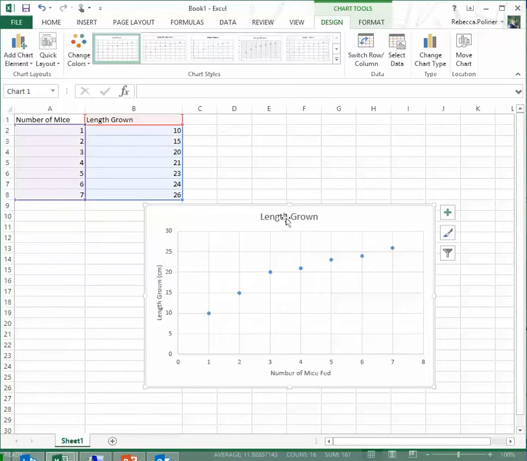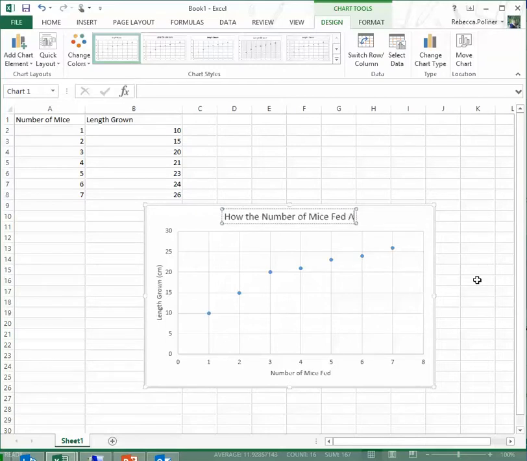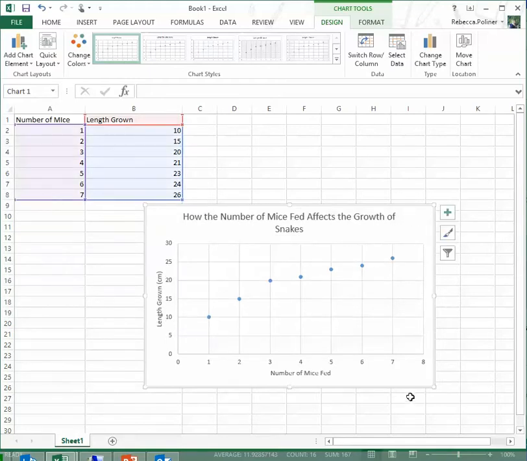All right. Now I'm not quite done because I still need to deal with my title. So I've got a title right here. The whole point, guys, a lot of the time what people want is for you to write the independent versus the dependent variable. What I want you to write is describing what you did in this experiment. So for example, for mine it would be how the number of mice fed affects, and remember affects is with an A if it is a verb, the growth of snakes, for example.